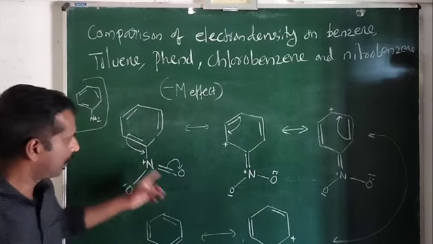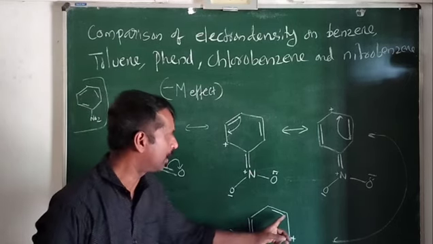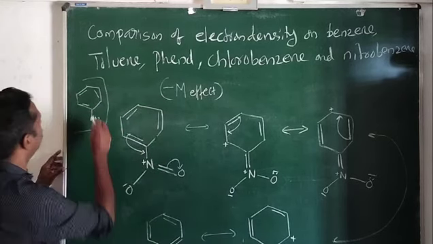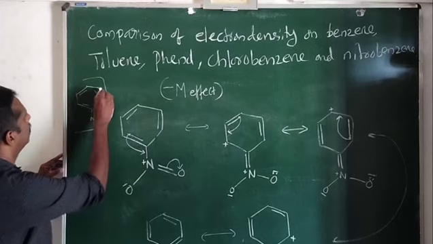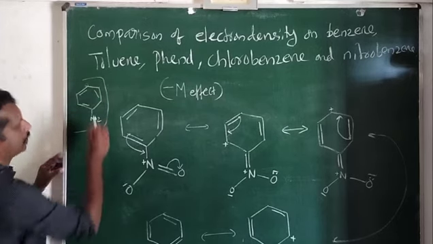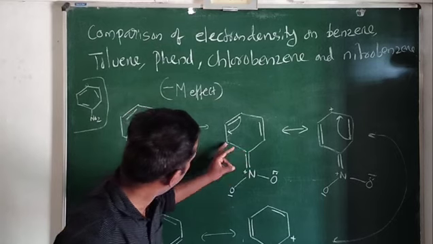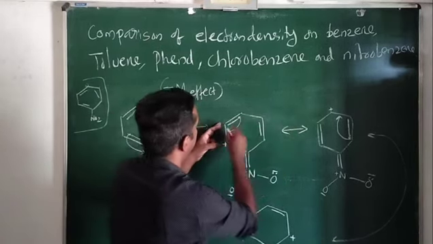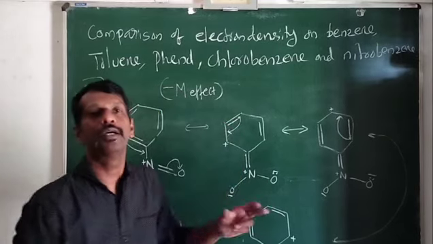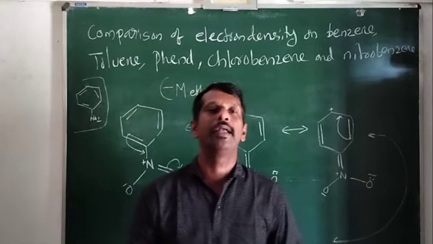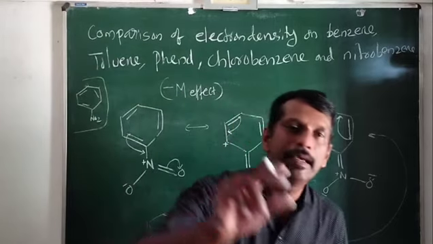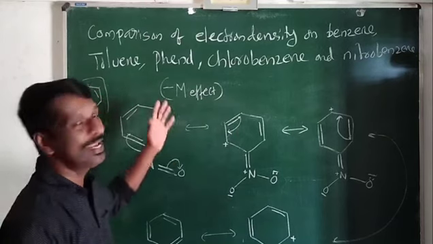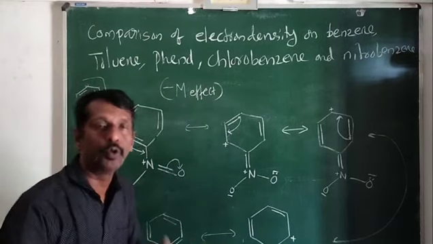In the meta position, you can see that the meta position is not positively charged. Okay, nitro group, NO2 group. Here you can see that these two are ortho positions, and this is the meta position. This is the para position. You can see that this is ortho, and this is meta. Again, para is positively charged. In meta, there is no charge. Therefore, what will happen? The electrophile will attack at the meta position in nitrobenzene because of the minus M effect of the NO2 group.